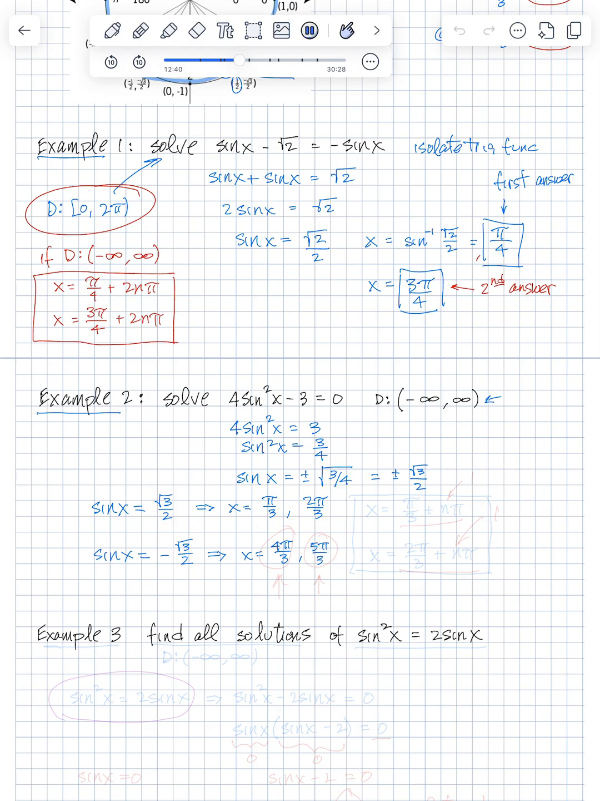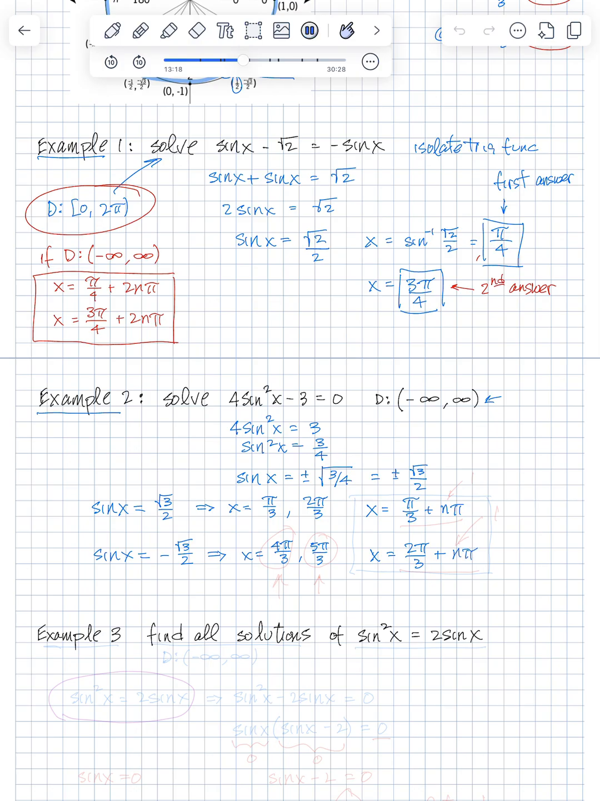Well, since the domain is negative infinity to infinity, we're just going to show the answers as x is equal to pi over 3 plus, and instead of 2n pi, we're just going to go n pi. And x is equal to 2 pi over 3 plus n pi.